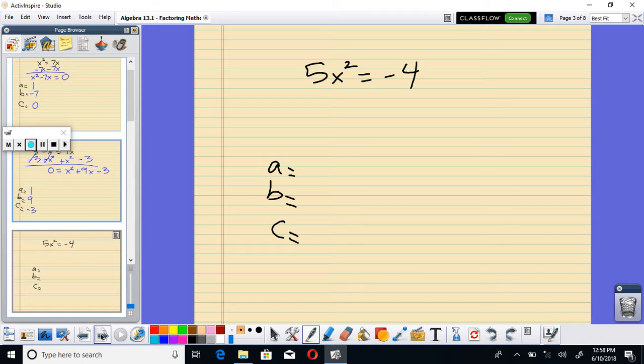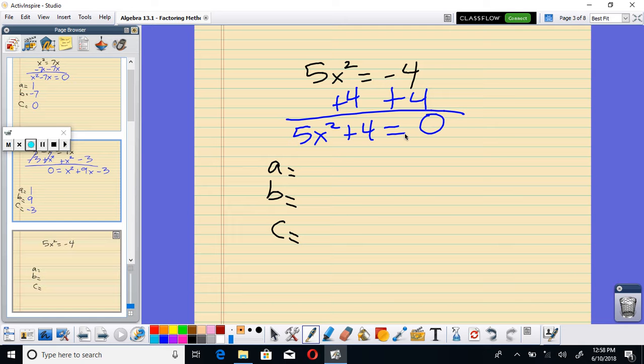Ready? Okay, get 0 on one side, get the square term to be positive, figure out a, b, and c. I'm going to add 4 to both sides. We have 5x squared plus 4 is equal to 0. The a value is 5. The b value is 0. The c value is 4. Okay, hopefully that was enough for you folks to figure out.